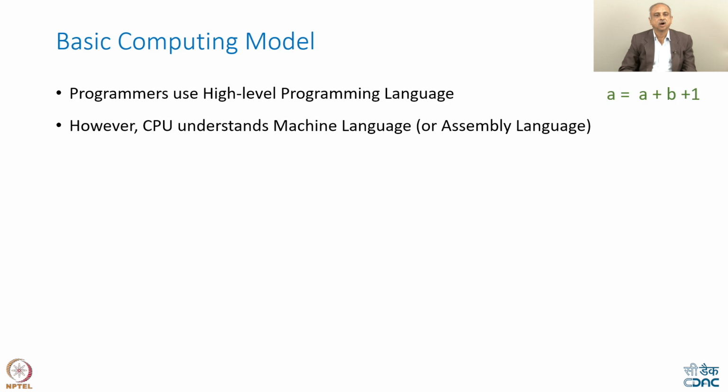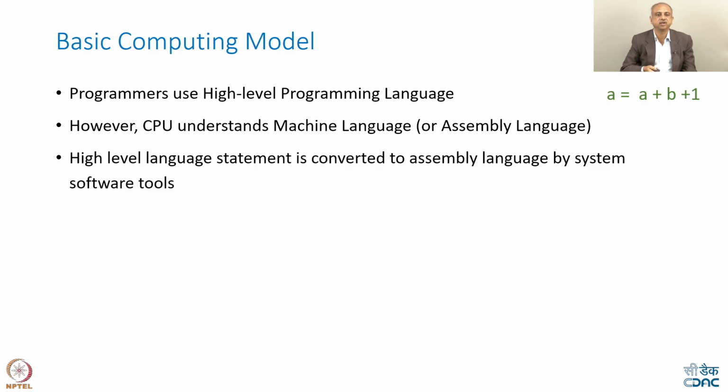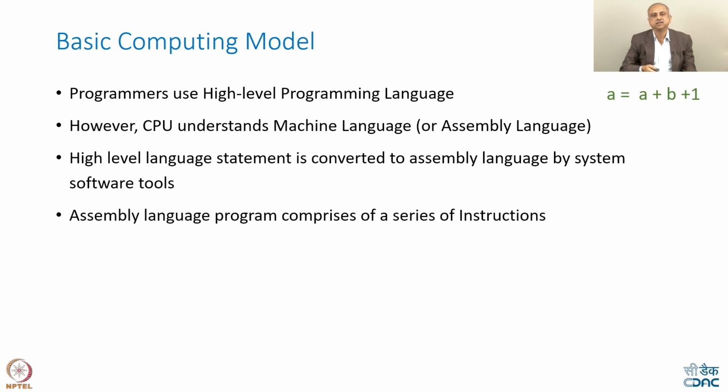language. However, CPUs do not understand such languages. They understand machine language, or a 1:1 correspondence for that machine language is the assembly language. The high level language statement is converted to an assembly language statement by system software tools like compilers, and the generated code in the assembly language is nothing but a series of instructions. What are these instructions? These instructions are like add A, B and increment A.